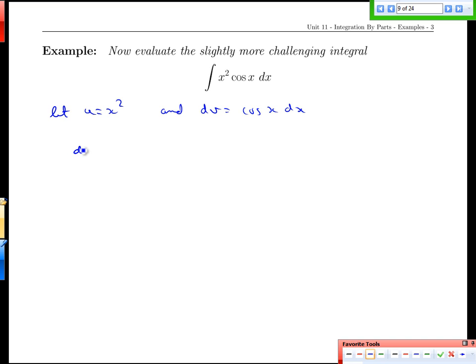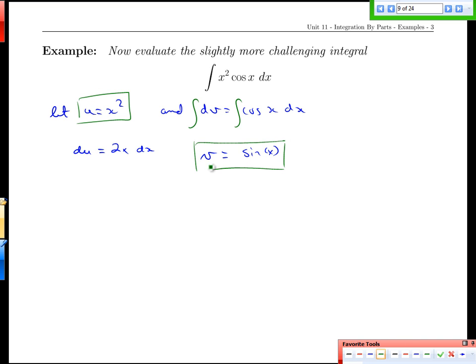Do the same thing as before. This time we get du equals 2x. Again, it'd be du dx is 2x. And on the integral side, we would have v equals, what do I differentiate to get cos? I differentiate sine. And once again, we would rewrite this. We'd erase the dx here and bring it up to the other side. Dx goes up. And we now have our building blocks. We have u, we have v, and we have du.